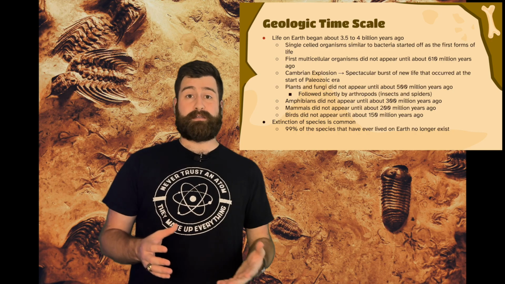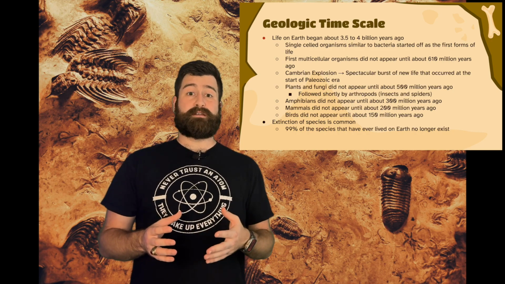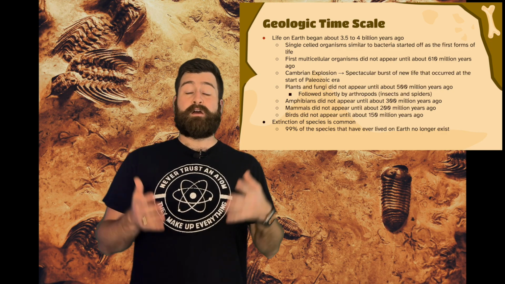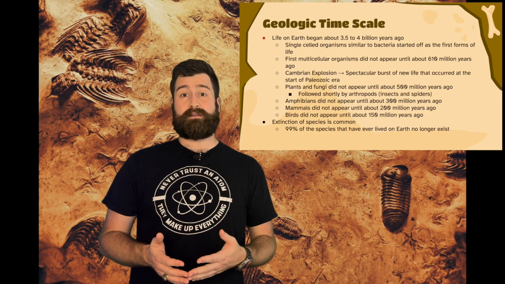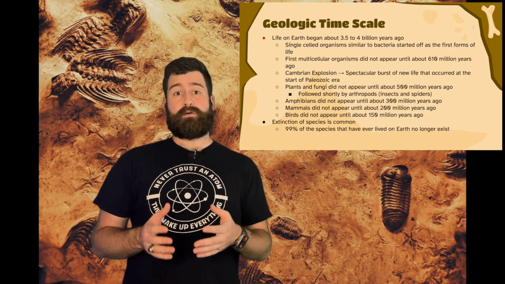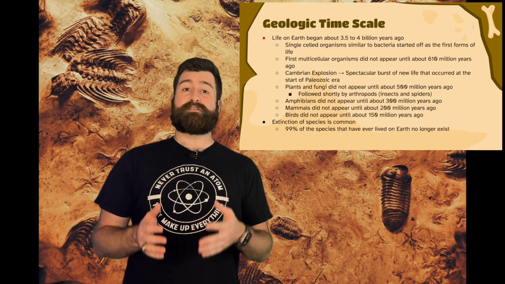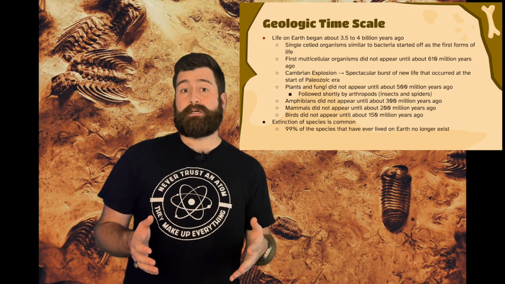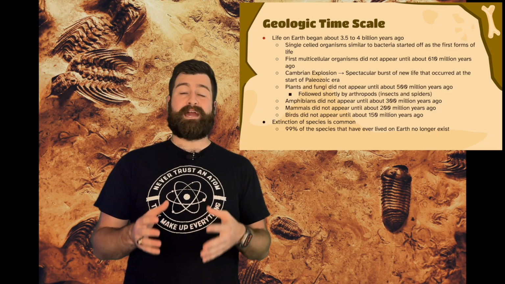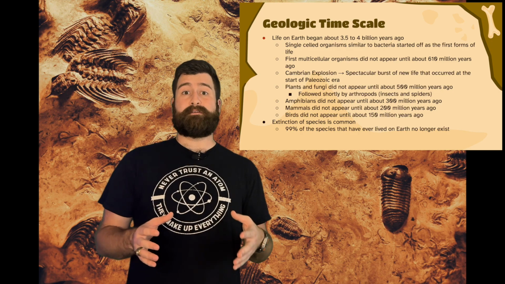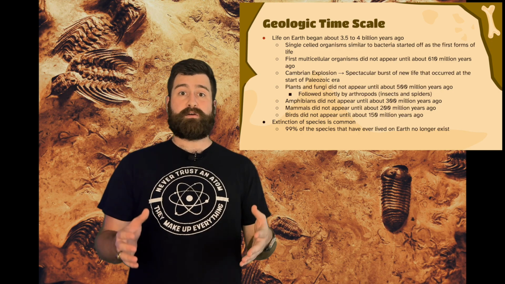Now, as we've alluded to with our conversations about the earliest fossils, life on Earth began about 3.5 to 4 billion years ago. Single-celled organisms, similar to bacteria, started off as the first forms of life, which eventually led to multicellular organisms, but this took quite a bit of time. The first multicellular organisms did not appear until about 610 million years ago. Flash forward a few million years, and we get something known as the Cambrian explosion. This was a spectacular burst of new life that occurred at the start of the Paleozoic era.